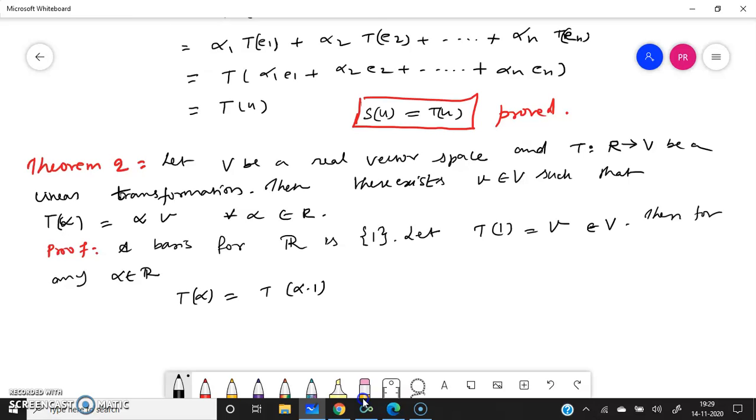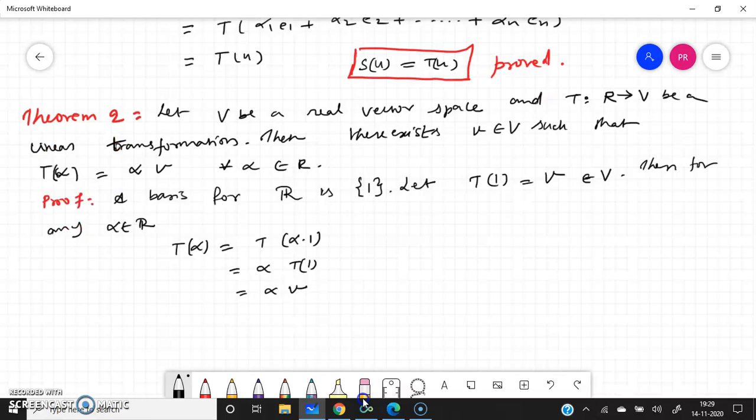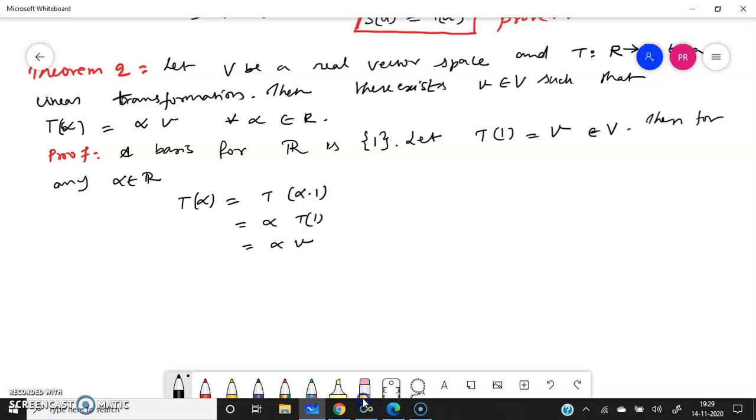And it is given that T is a linear transformation. Therefore, we can write alpha times T of 1. Okay, what is T of 1? T of 1 is V. So, T of alpha equals alpha into V, right? That is what we are supposed to prove for every alpha belongs to R. So, now we go to theorem 3.